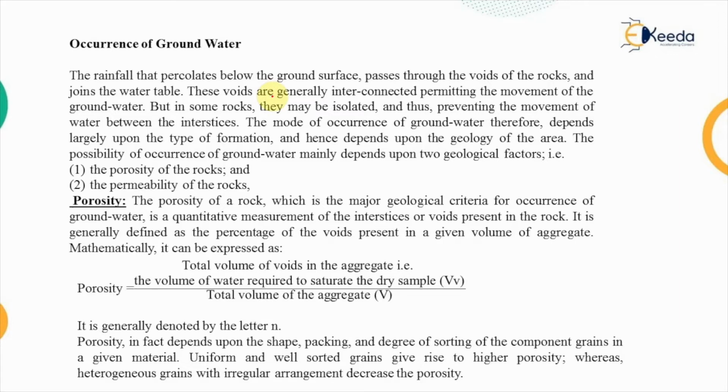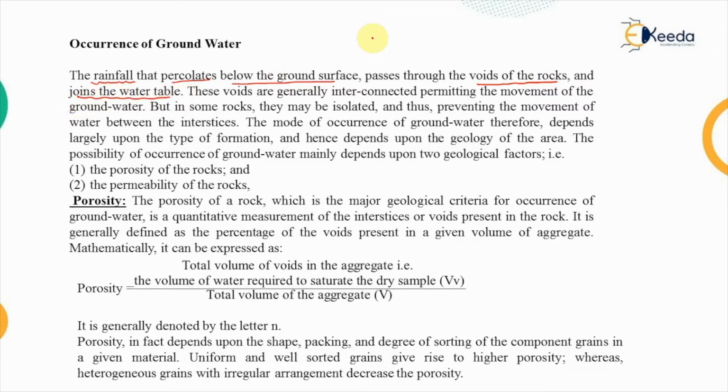Till now we have seen that whenever precipitation occurs on the Earth's surface, and when we say precipitation, we are majorly talking about rainfall. That rainfall which falls onto the Earth's surface percolates through the ground surface into the deeper portions of the Earth. When it is passing through the ground surface, it is passing through the voids of the rocks, and ultimately it joins the water table.